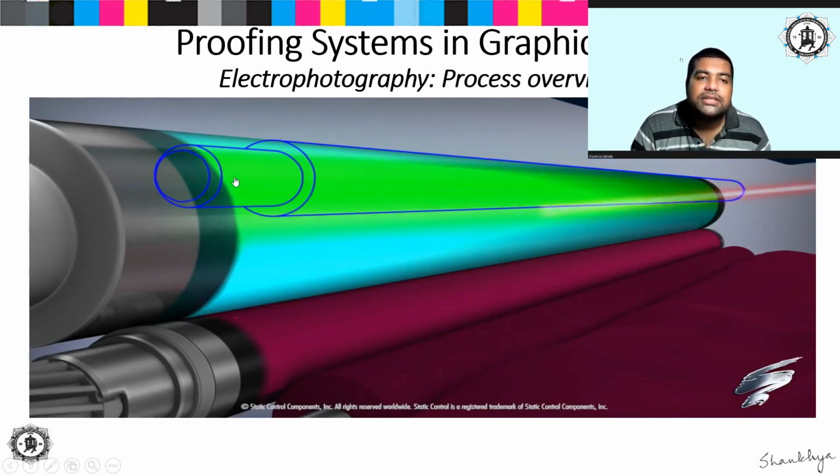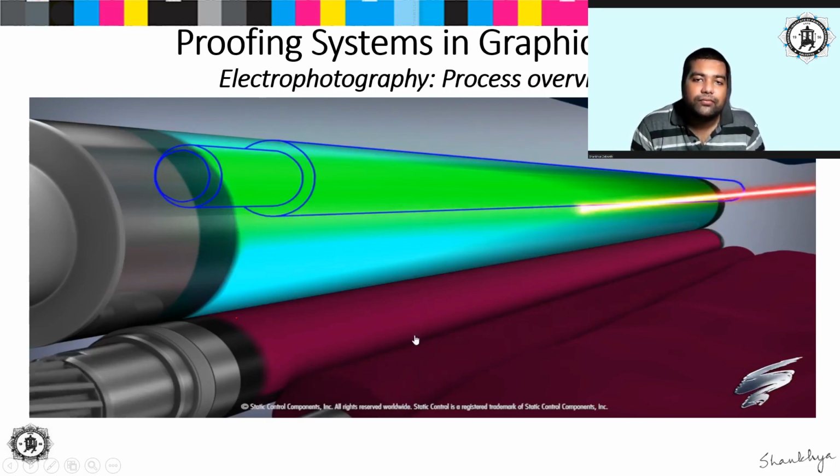So this is basically your charging roller, which applies a charge onto the organic photoconductor. This drum is made out of photoconducting material. So once the charge is applied to it, then let us see.